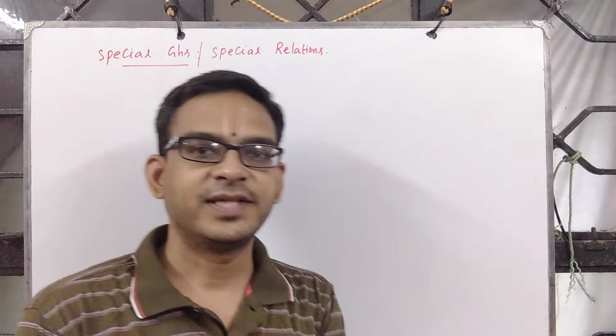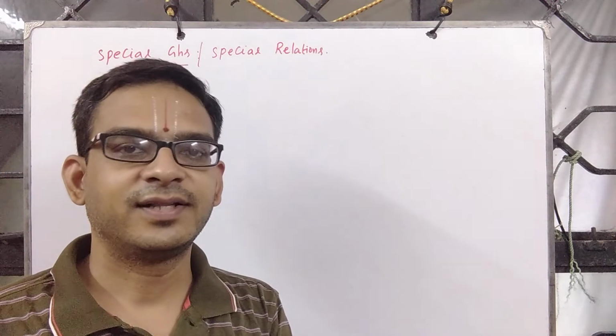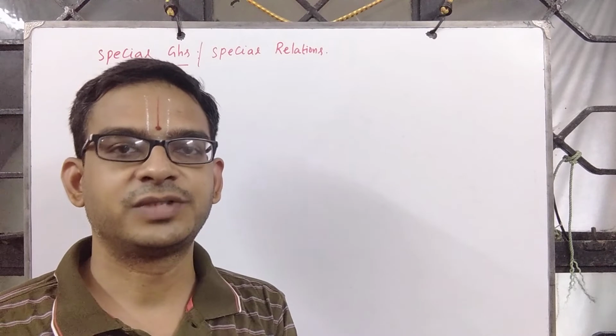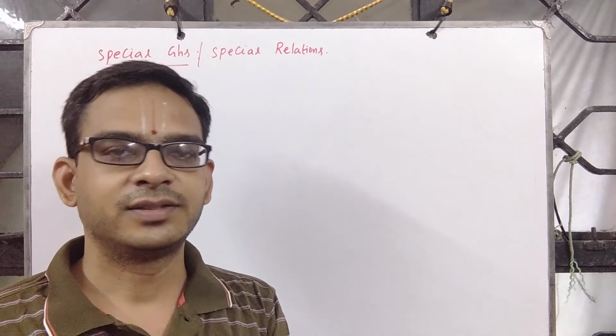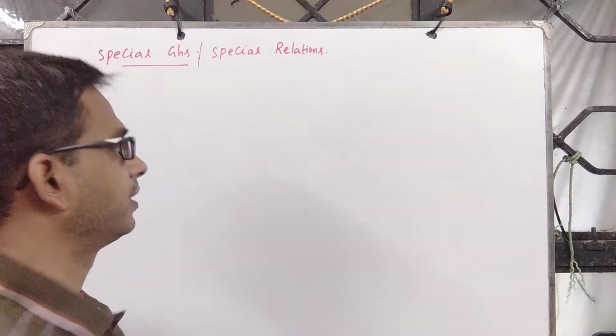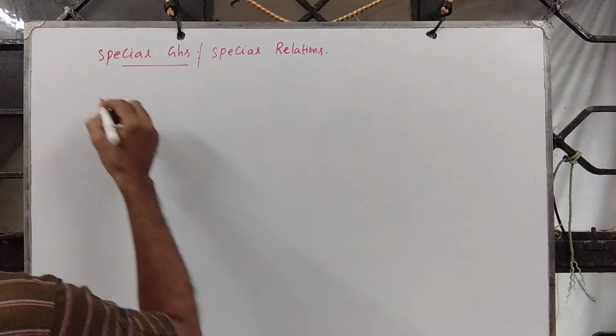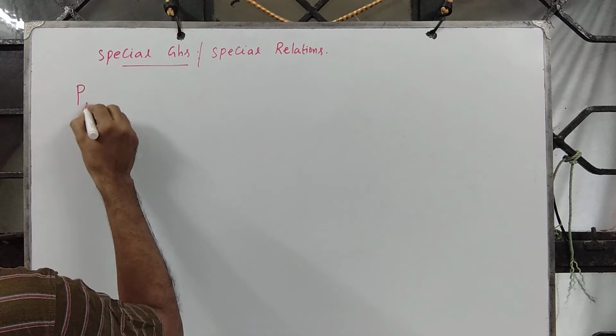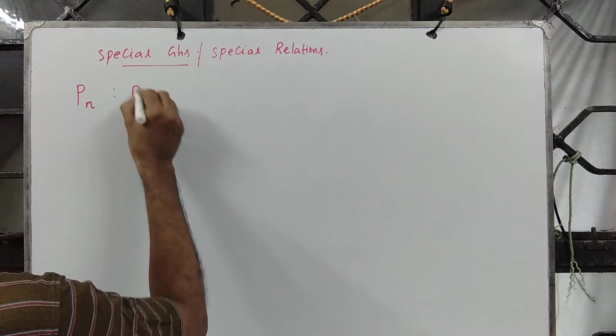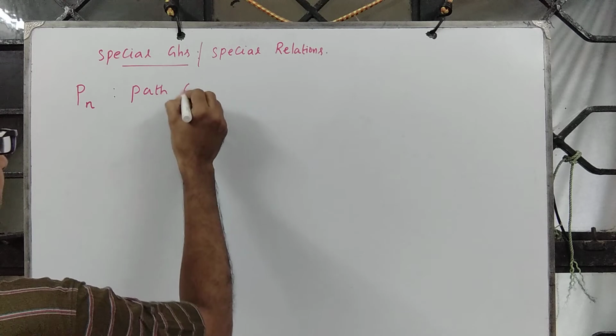There are special graphs in the literature that you may come across when you start working on a specific problem in some application domain. The special graphs that we come across in the literature are, I write along with the notation Pn, which means it is path graphs.